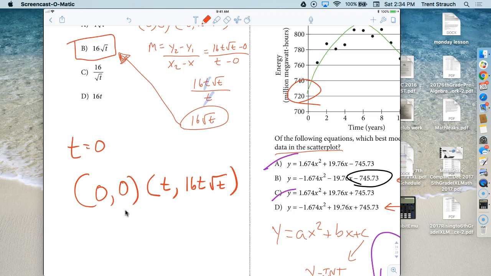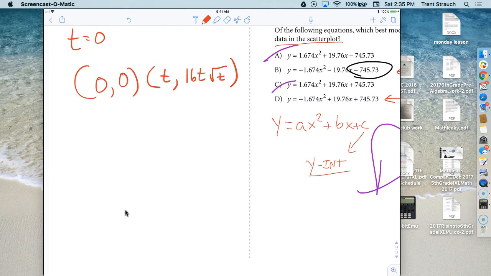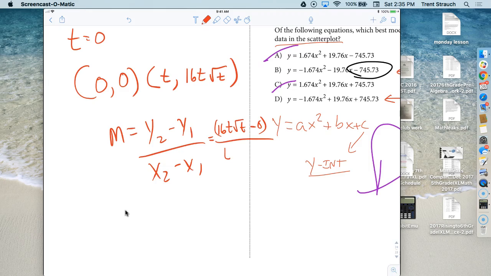We're not done yet, because now I have the 2 points. I have to find the slope, right? And the slope formula, remember, was m equals y2 minus y1 over x2 minus x1. And now from there, it is 16t radical t minus 0 over t minus 0. If I simplify that, that's 16t radical t over t. And now what happens to the t's here? They cancel.